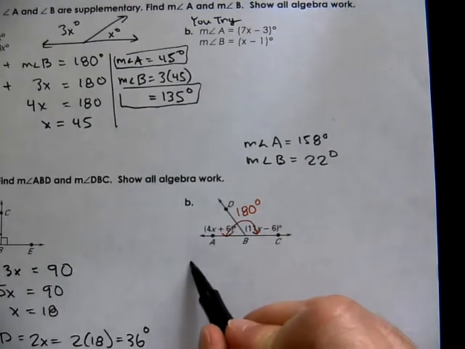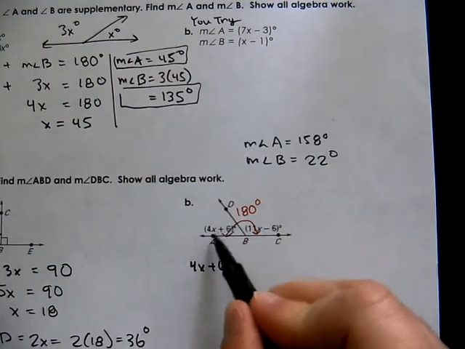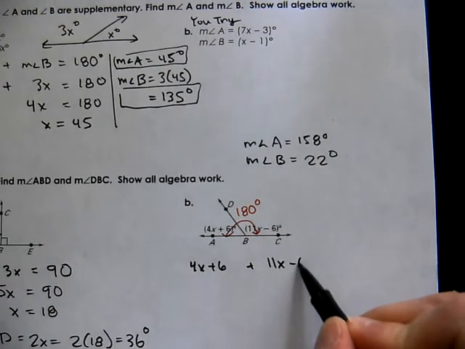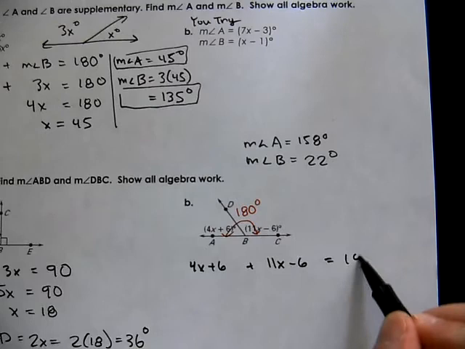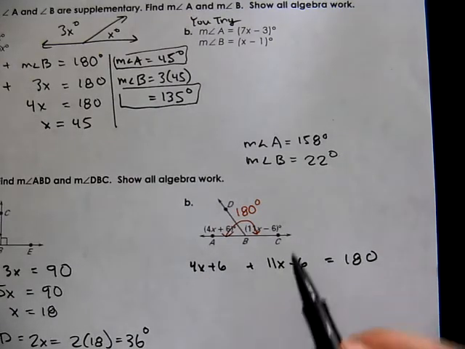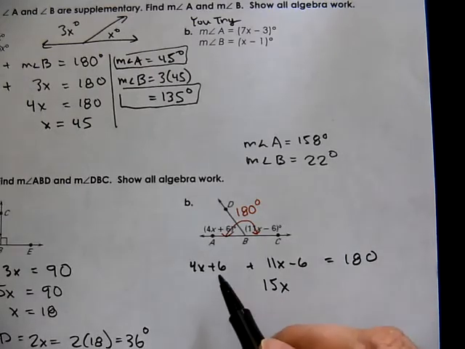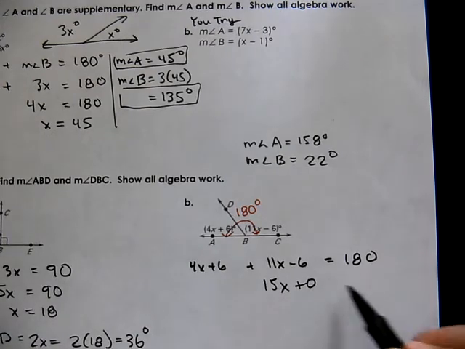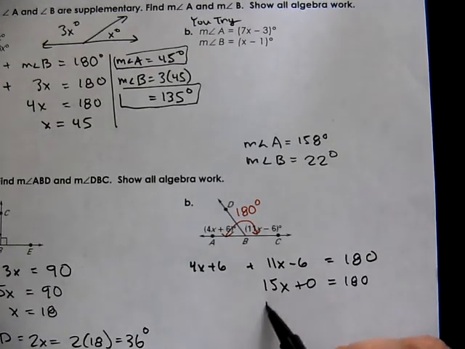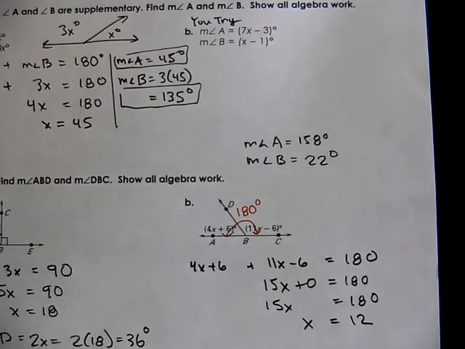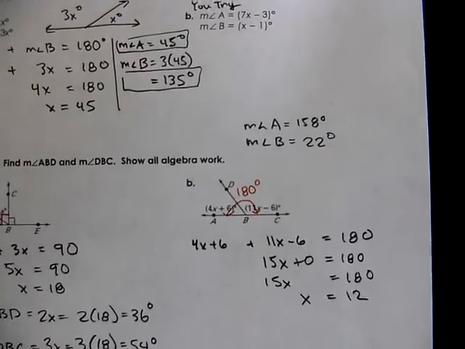So we should set up our problem like this. 4x plus 6 is the angle on the left. We'll add that to the 11x minus 6, that's the angle on the right, and that adds up to 180. Let's combine like terms. 4x plus 11x is 15x. 6 plus negative 6 cancels out, so that just turns into a 0 there. You don't have to write down the 0, but just to keep track of where those 6's went. Divide away the 15, and a little help with our calculator tells us that we have an answer of 12.